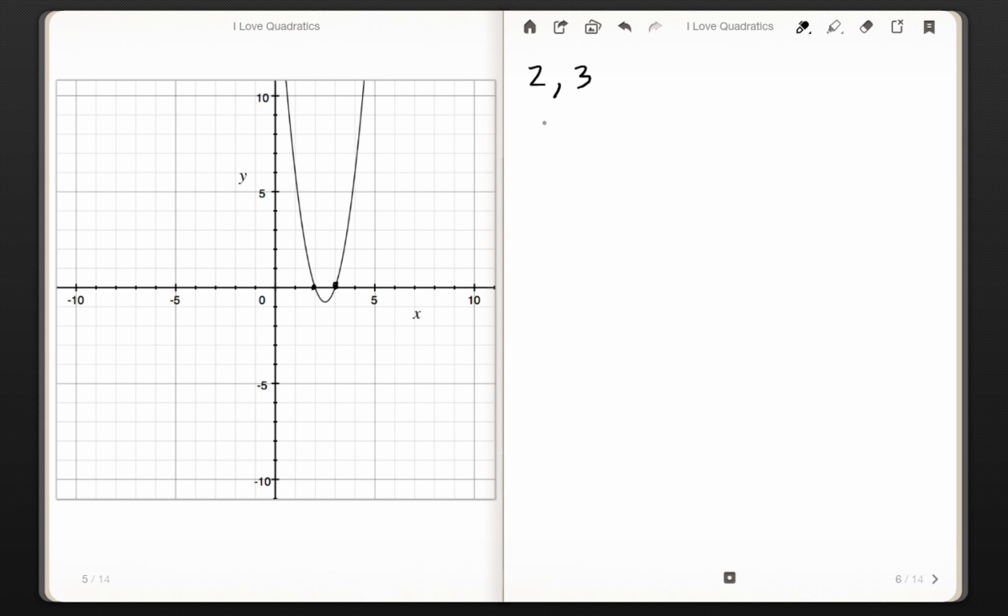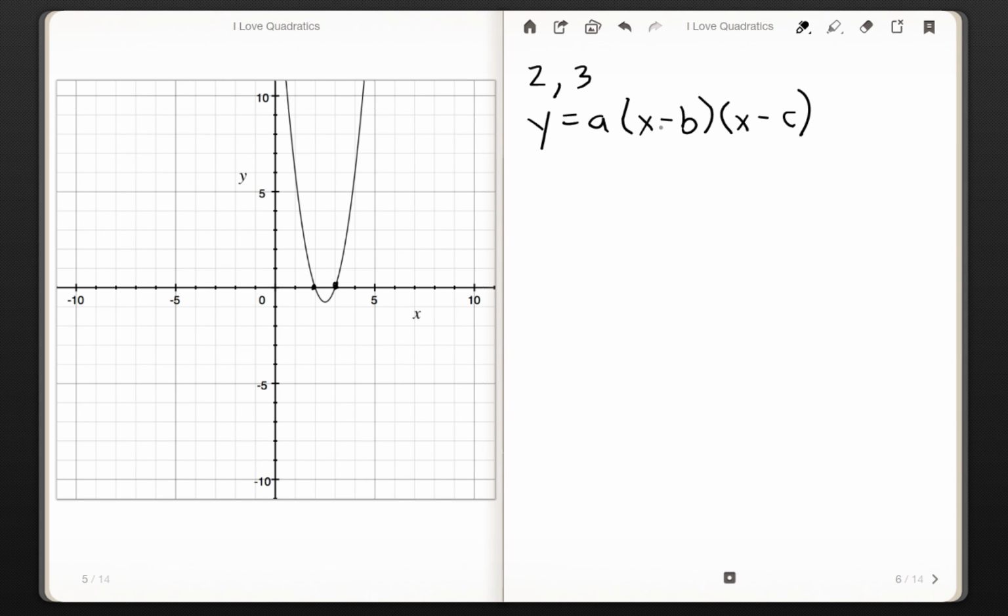Now we have to remember the root form. I'm not sure if I've given this formula yet, but this is the root form of a quadratic: a times x minus b times x minus c. And this makes sense because if you think about it, the roots are b and c.